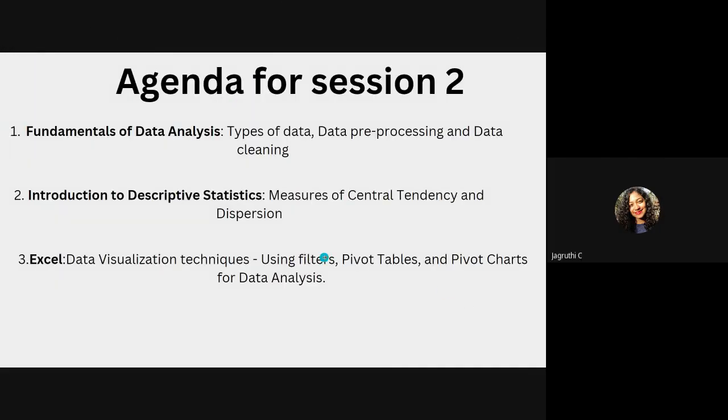Let's begin our session two. So here I will eventually take you through the fundamentals of data analysis. When I speak about analysis, I talk about what the types of data are, what pre-processing and data cleaning are, and we'll also talk about measures of central tendency and dispersion. And in the end, we will stick to our Excel exercise that I spoke about. So I will teach you pivot tables and pivot charts for data analysis.